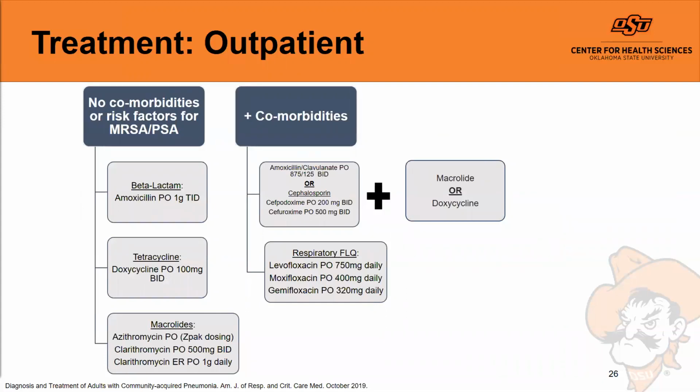So one concern with a macrolide monotherapy is there's a high resistance rate to strep pneumo in our area, so we don't want to use it as monotherapy. If a patient does have comorbidities, the treatment changes to one or two agents. So this can be treated with augmentin, cefpodoxime, cefuroxime in combination with a macrolide or doxycycline. Or we can use a respiratory fluoroquinolone as monotherapy. These include levofloxacin, moxifloxacin, or gemifloxacin. So ciprofloxacin is not on that list as it does not have great coverage for strep.